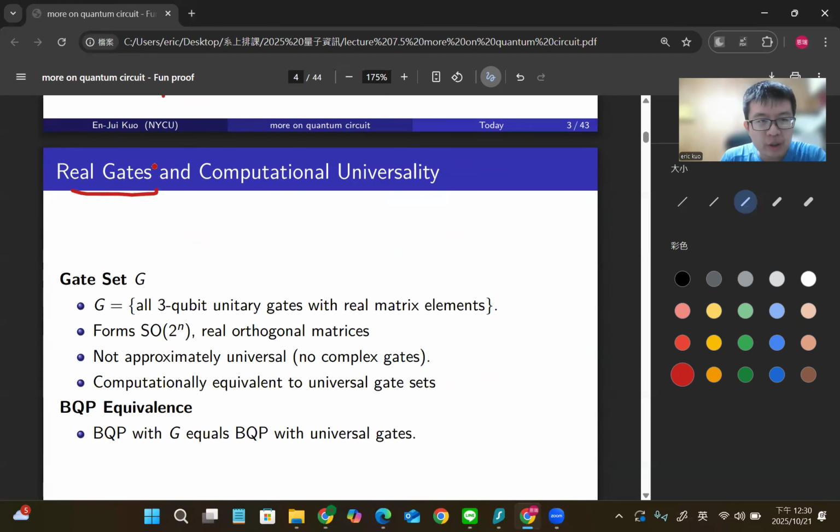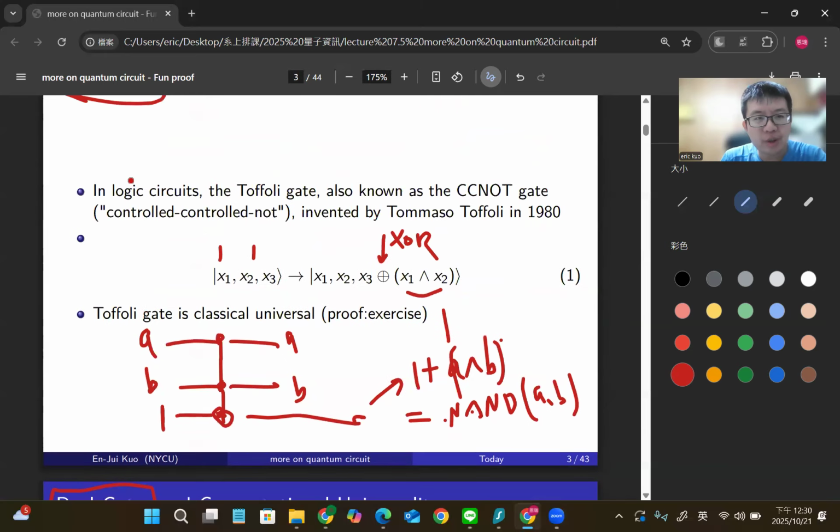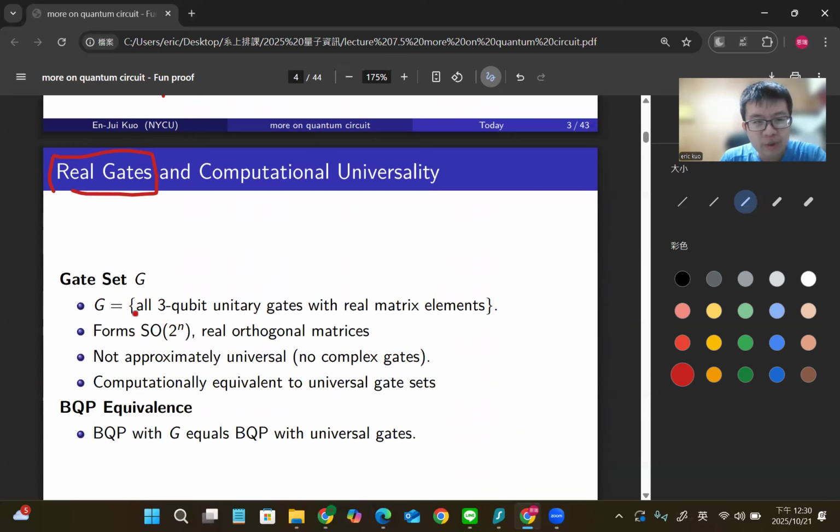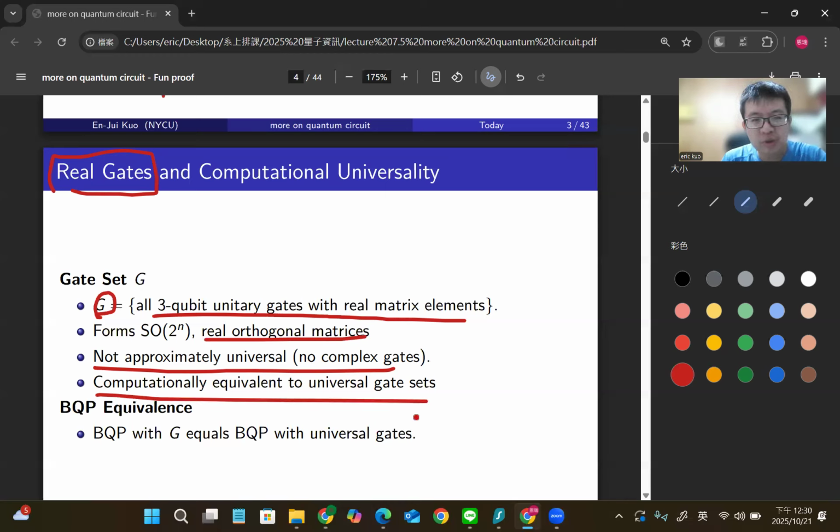Okay, so we now are interested in the so-called real gates. By the way, these Toffoli gates are real, right? Because these are bits, so they are real. So we want to ask, for example, let's say 3-qubit unitary gates with real matrix elements. This is a set G. Basically they are all real orthogonal matrices, and cannot approximate any complex number, right? Definitely. Okay, but amazingly, it's computationally equivalent to universal gate sets. Namely, if you define BQP using G, it's the same as BQP with universal gates.